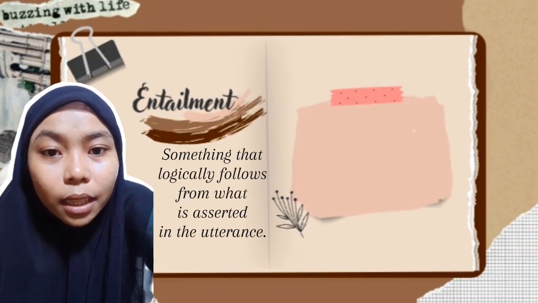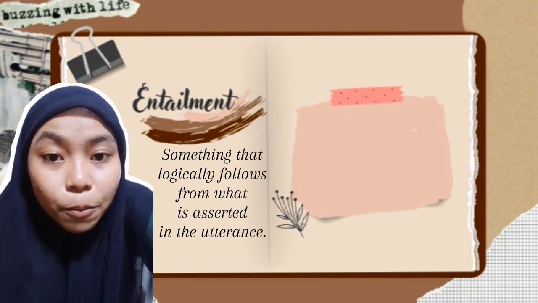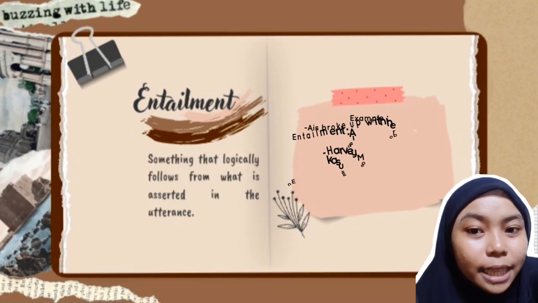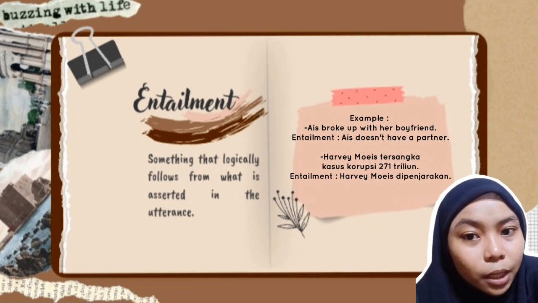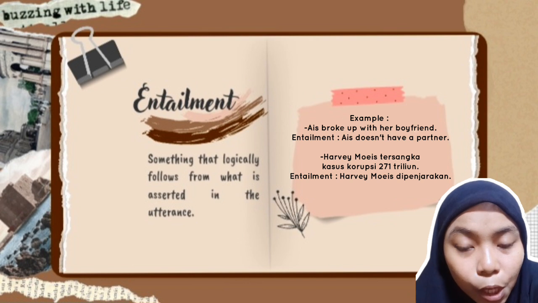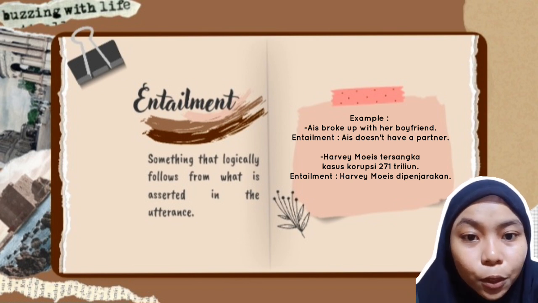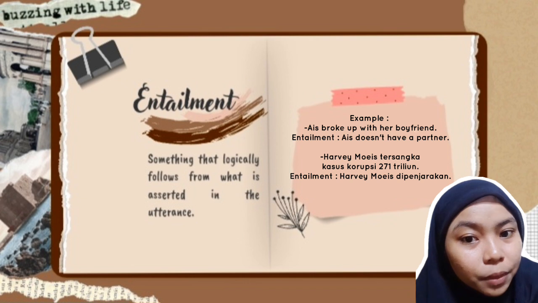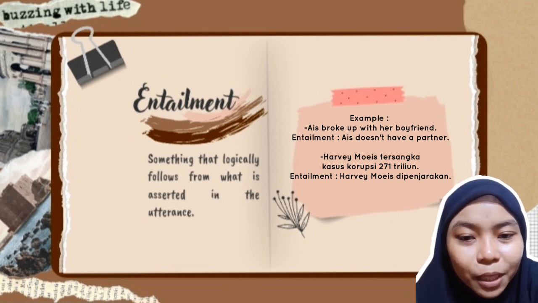The entailment. Entailment is something that logically follows from what is asserted in the utterance. For example, Ice broke up with her boyfriend. The entailment, or what after you read the sentence you already know in your mind, means Ice doesn't have a partner.